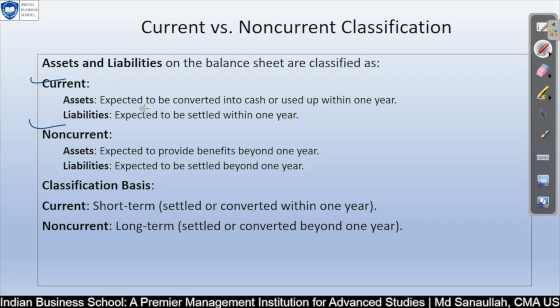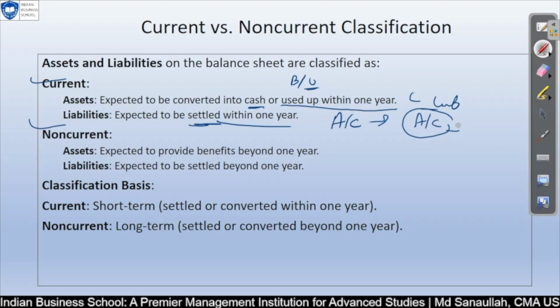Okay, let's read it out. An asset expected to be converted into cash or used up within 1 year, or any benefit you can use within a year, is current. A liability expected to be settled within a year is current. If anything is due, like accounts payable, where you bought some product on credit, that will go to the current liability side of the balance sheet, because if you pay within a year, within 365 days, it will be considered a current liability. If you are not going to pay within a year, you need to move it from current liability to long term liability.